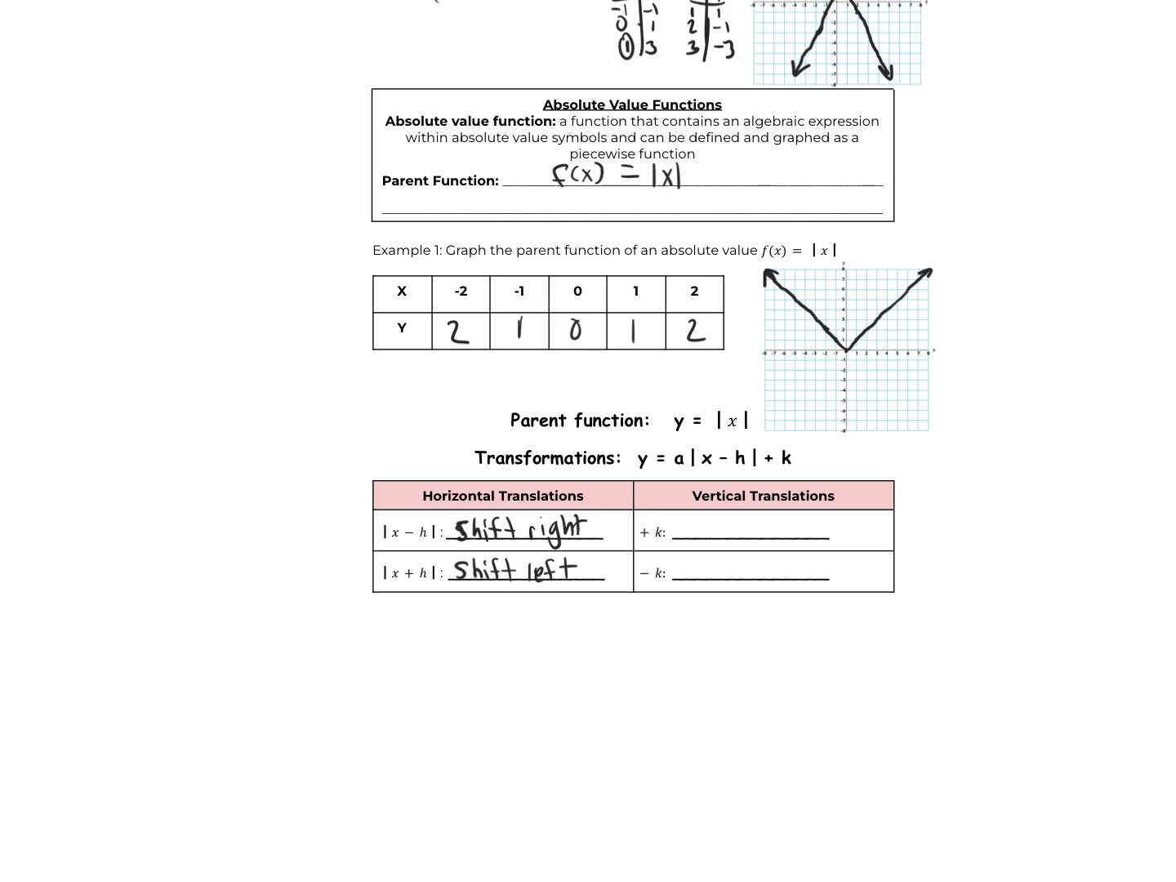Then the plus k goes at the very end, it's the tail, and that's how we move the vertex, or that turnaround point, either up or down. Right? So if it is plus k, we're going to shift up. And if it's minus k, we're going to shift down. And we'll spend some more time going over this later.